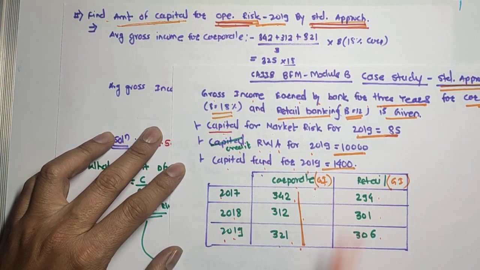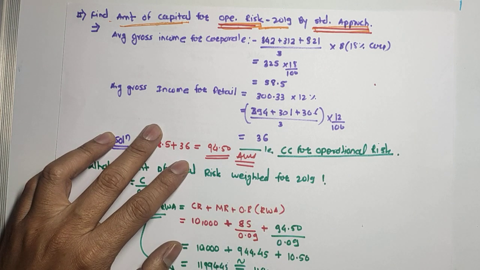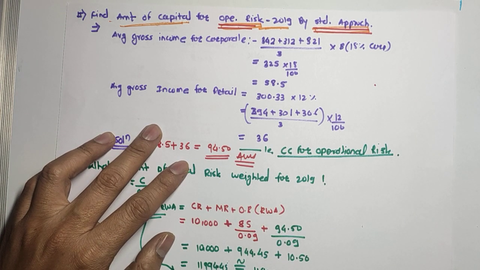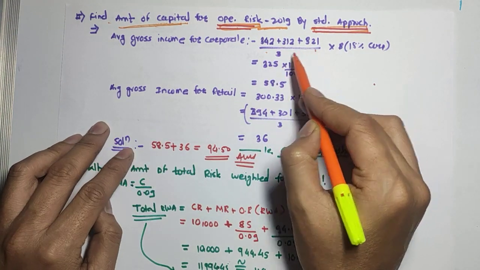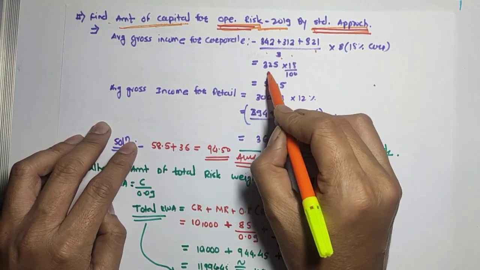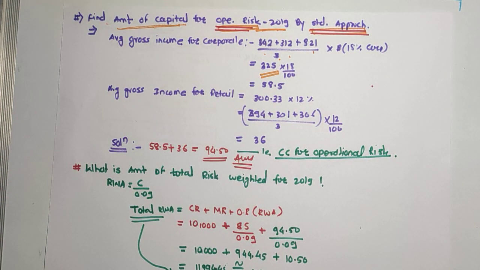So for 2019, we have to take the gross income. We need to add the 3 values and divide by 3. You will get 325 as your average. That is, for the last 3 years you have to take the average.